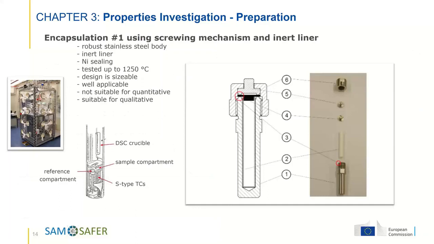So we at JRC have developed different encapsulation techniques, also to be a bit on the practical side. The first one is a relatively straightforward design. It's a stainless steel crucible, a robust body, and we put in a liner of inert material towards the salt. This liner can be boron nitride, graphite, or nickel, and only into that liner we put the salt that we want to examine.